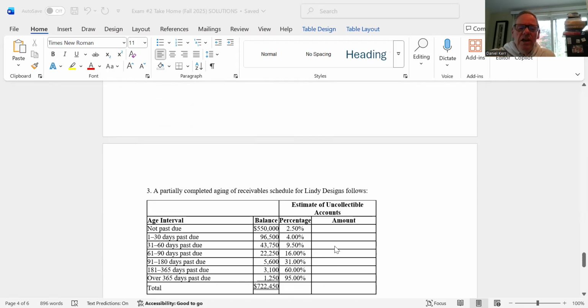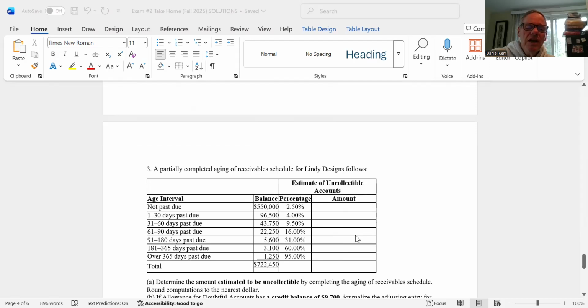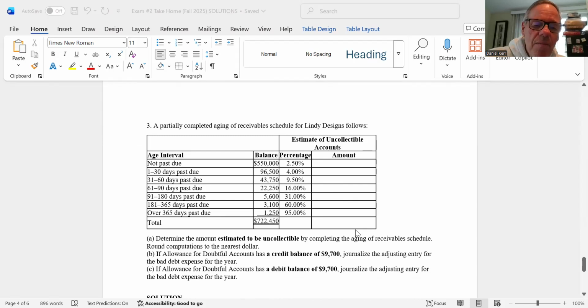And then the fifth one here, there were quite a lot of different interpretations of this question. What you were asked to do was, A, figure out the amount that's estimated to be uncollectible. B, journalize the entry if you had a credit balance in allowance for doubtful accounts of 9,700. And C, what if you had a debit balance in allowance for doubtful accounts of 9,700?